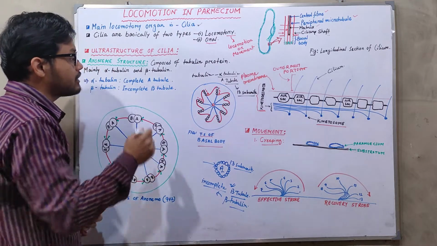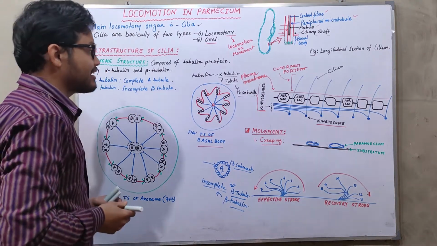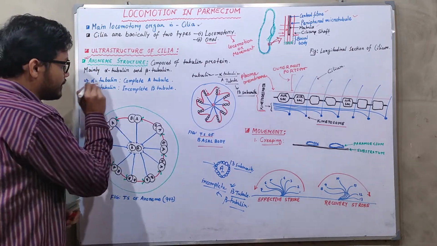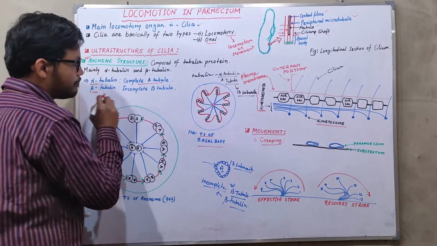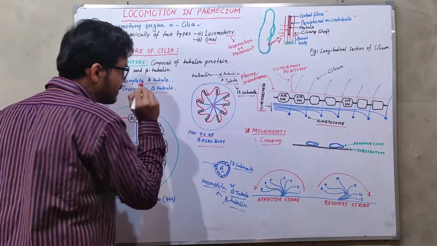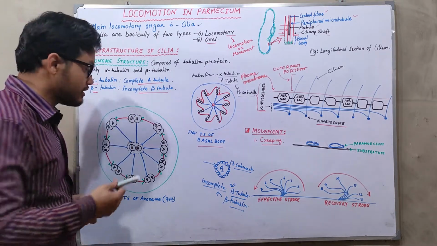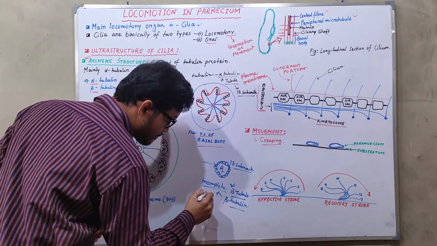Whenever we look at the axoneme structure, what is the axoneme? The axoneme is composed of tubulin proteins, both alpha tubulin and beta tubulin. Alpha tubulin makes the complete A tubule, and beta tubulin makes the incomplete B tubule. Those A and B tubules attach with each other, and the incomplete B tubules are made up of 11 subunits.